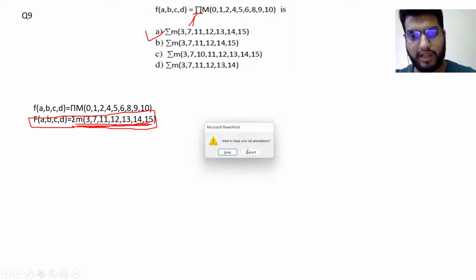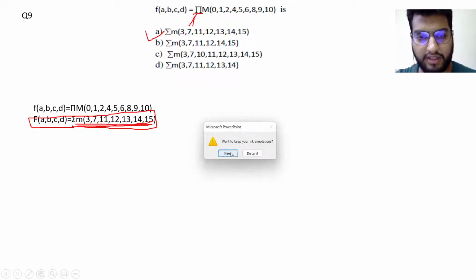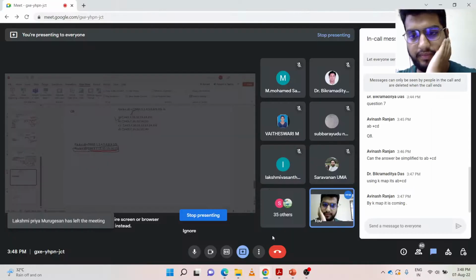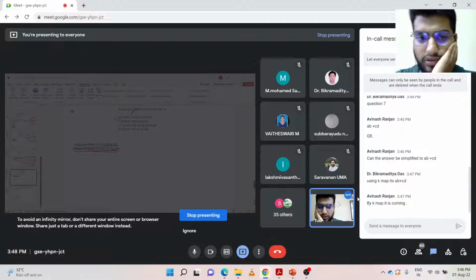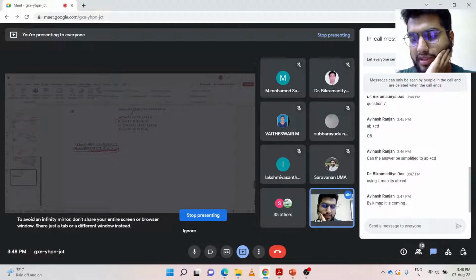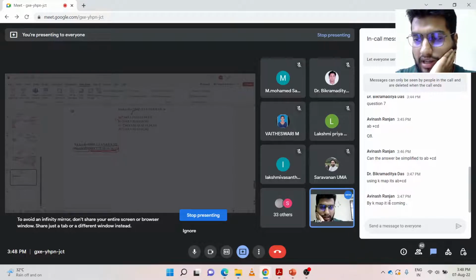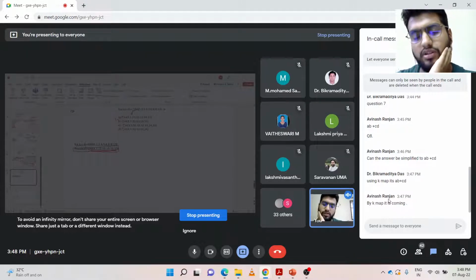I don't think there will be any doubt with this question, but I'll still check it. If KMap gives AB plus CD, then that is your simplified expression. Since it was not present in the options, maybe that's why I have marked it like this. I'll also check it once I'm done with the questions. You can just try it. Maybe next time we can use KMap in the problem solving session. Try solving using KMap.